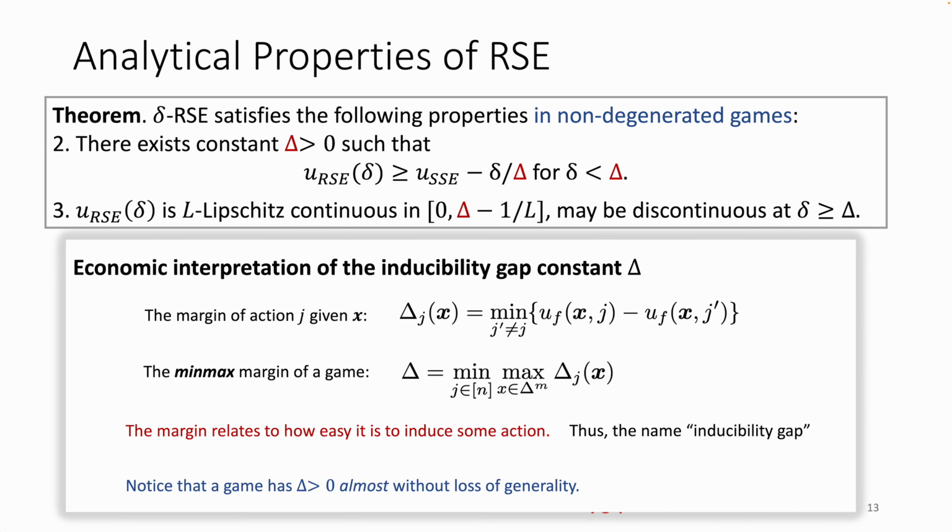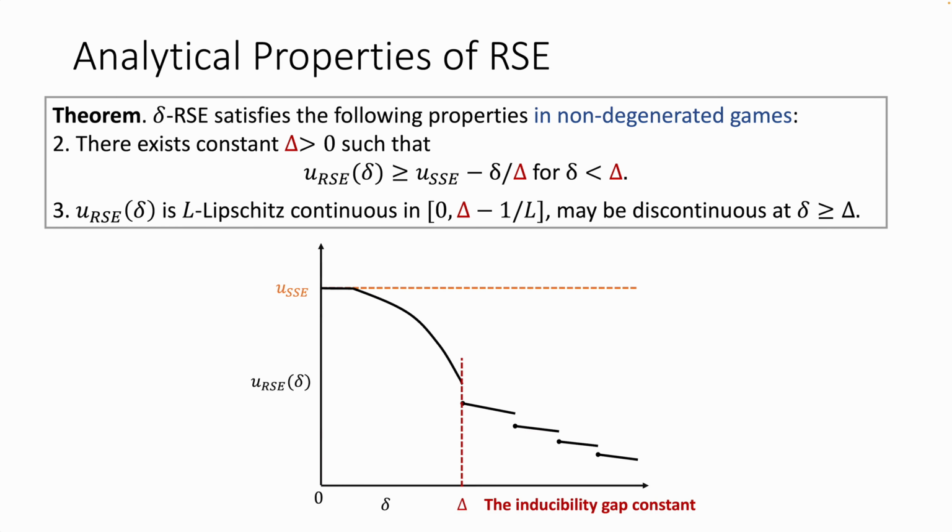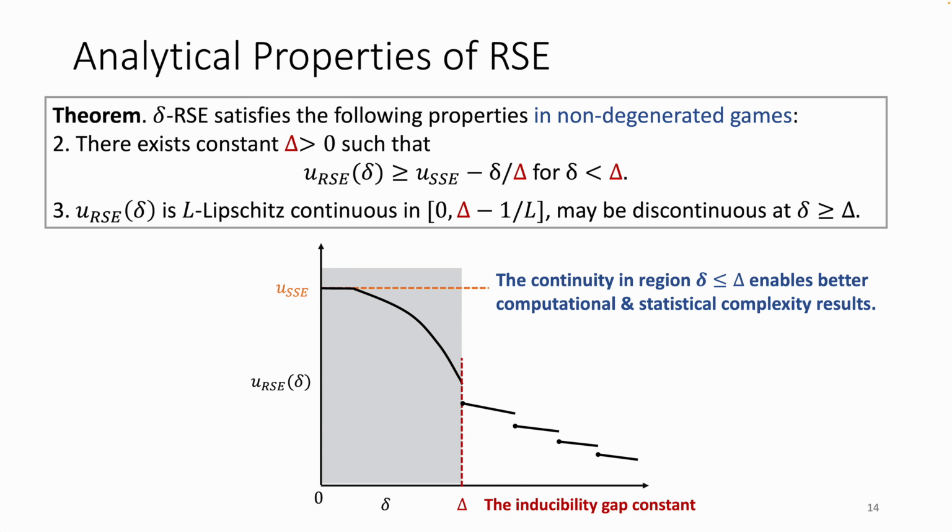Notice that a game would always have this big delta greater than 0 as long as there is no action that cannot be induced. We also remark that this continuity, in the region where small delta is less than big delta, enables better computational and statistical results. We refer the audience to check out our paper for more details.